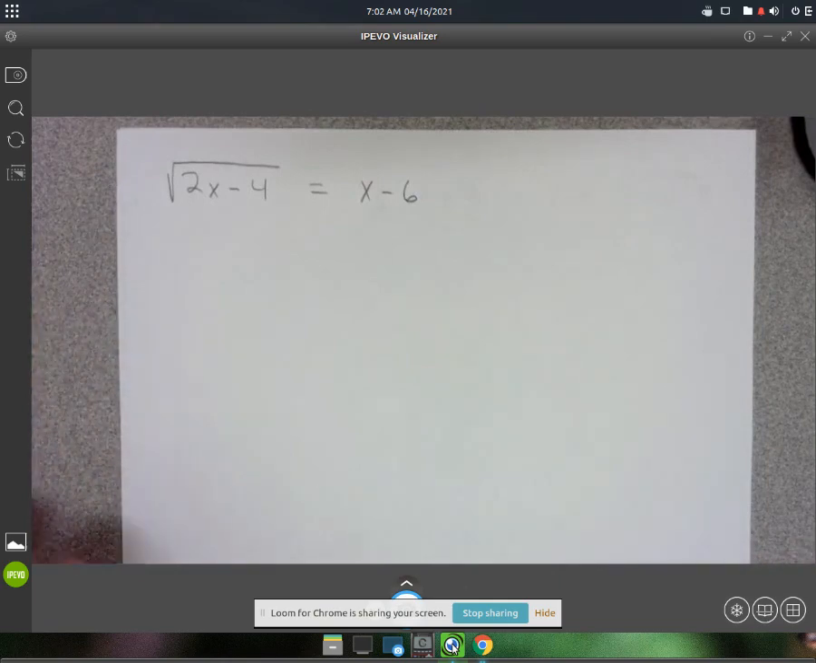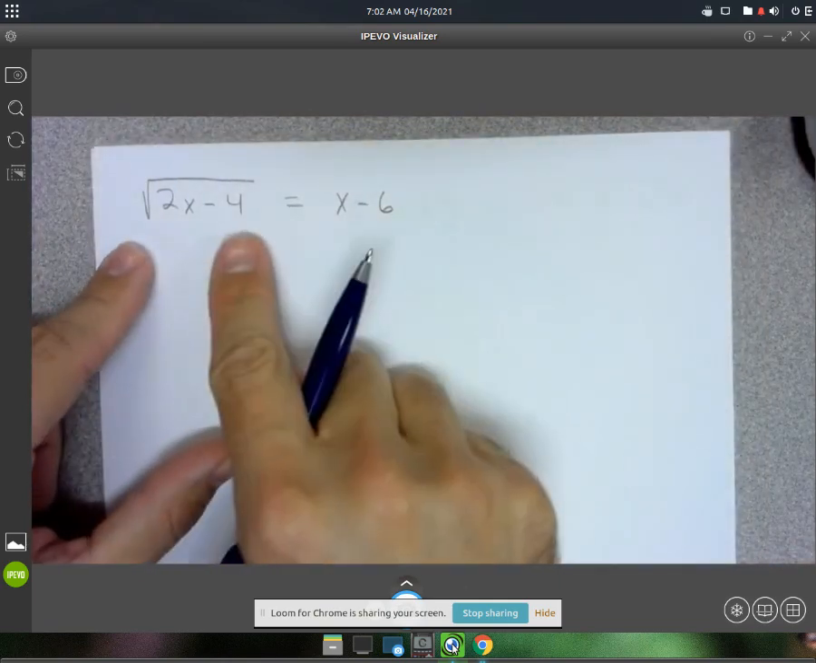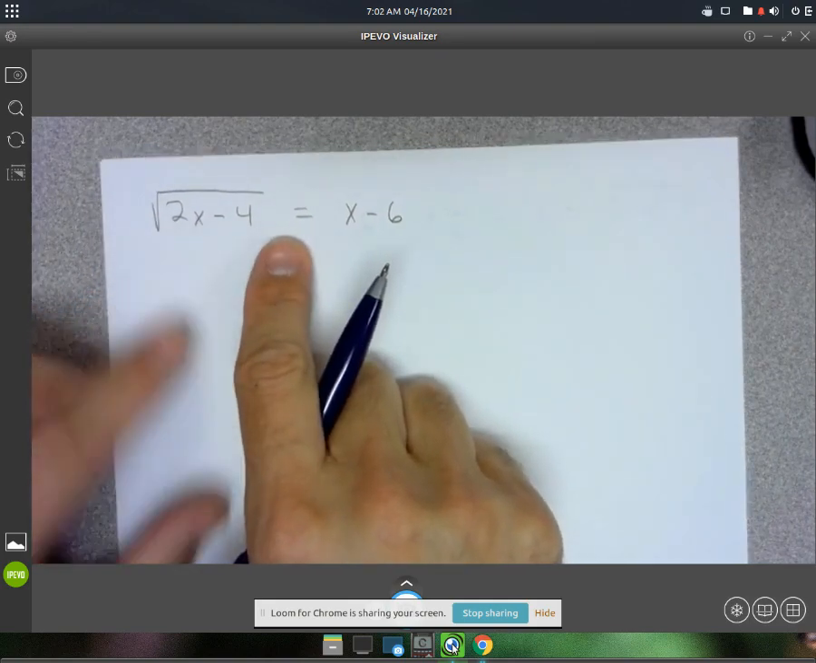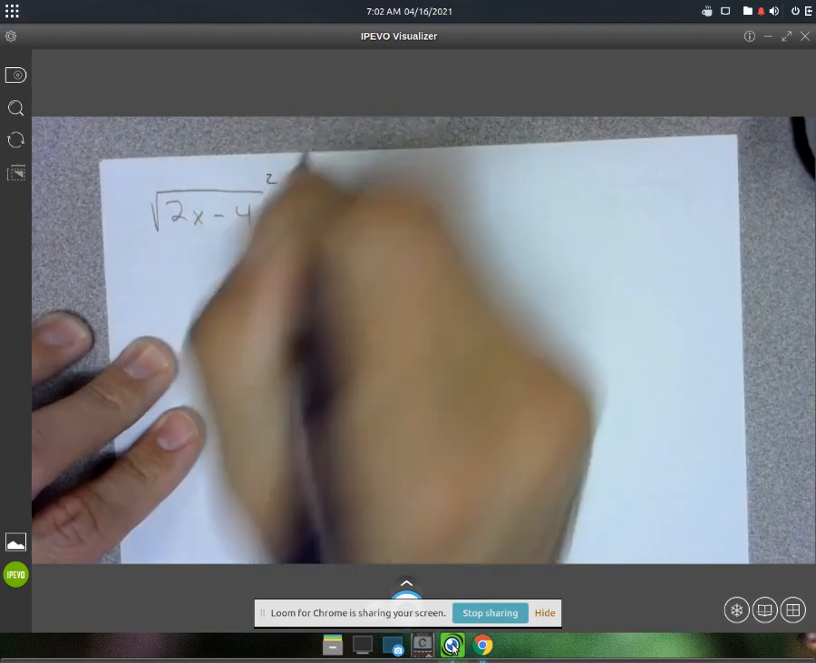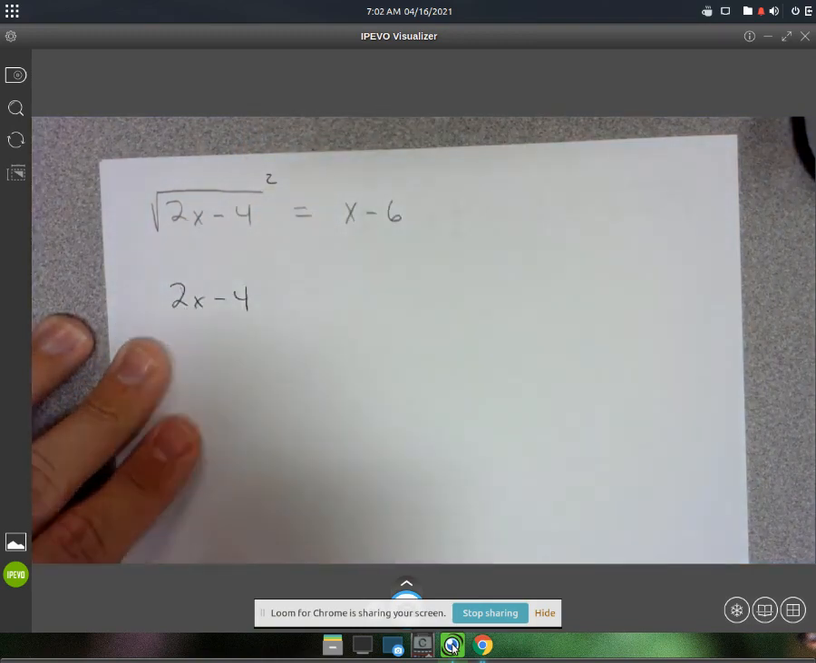This one here won't be too bad. All right, so the radical is already by itself. We can go ahead and square both sides of the equation. So you square the radical, you're just left with 2x minus 4.